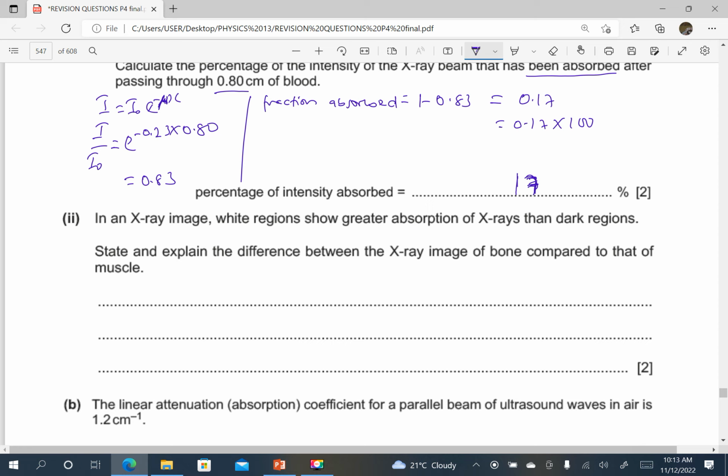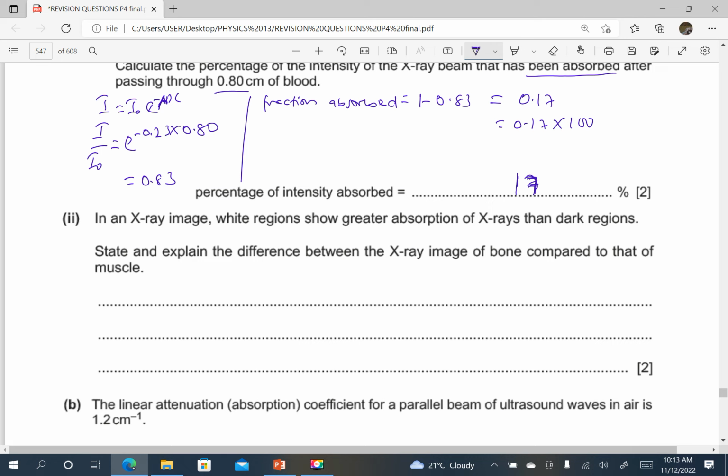In an X-ray image, white regions show greater absorption of X-rays than dark regions. State and explain the difference between the X-ray image of bone compared to that of muscle. Of course, we know bone attenuates X-rays to a greater extent compared to muscle. So bone is going to appear white, muscle is going to appear darker.